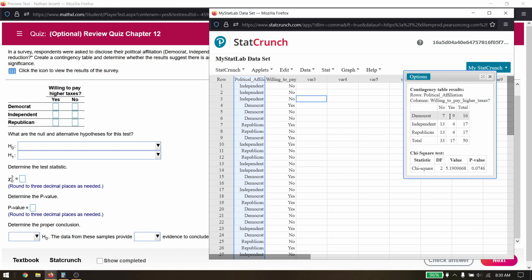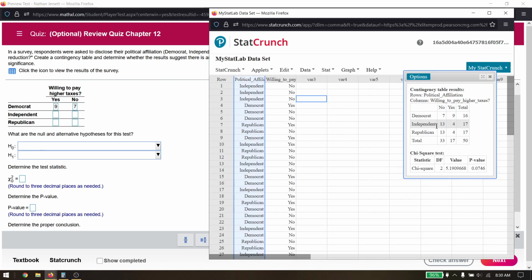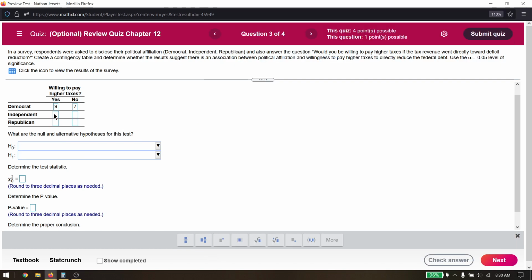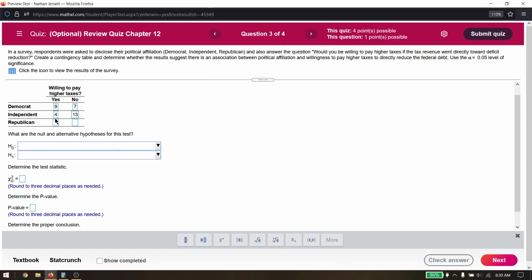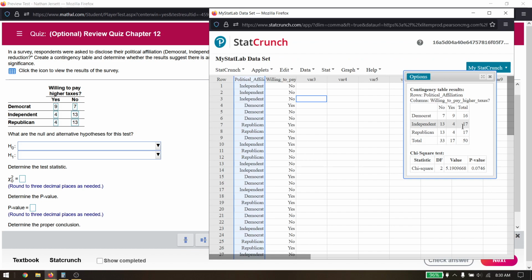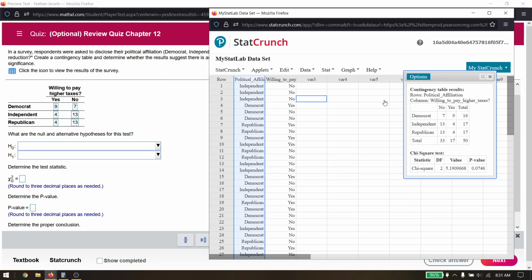But Democrat, no is 7, yes is 9. Okay, Independent says 13 no, 4 yes. Republican, 13 no, 4 yes, so same. Double check my work. 9, 4, 4, 7, 13, 13. 15 total. I don't know if it said what the total was, but that's what we have here. All right, null hypothesis and alternative.